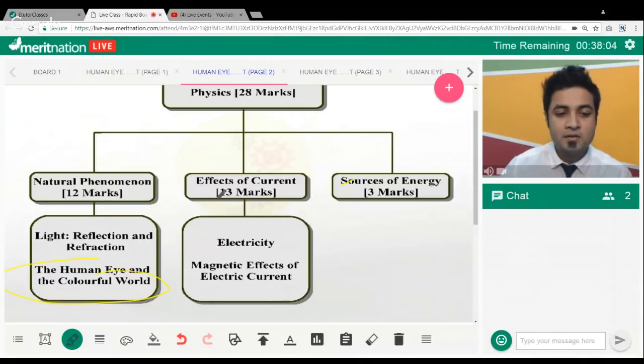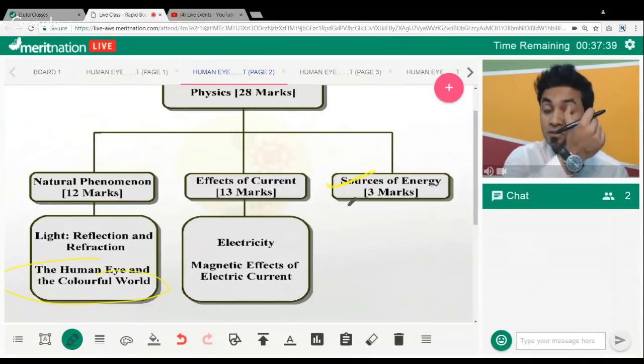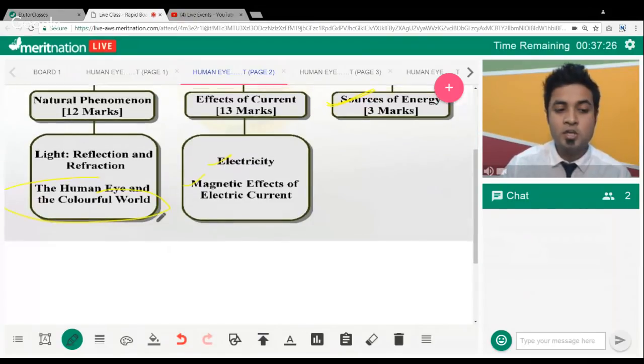The rest comprises almost 12 marks, guys, so we cannot leave it, and we have to put a lot of concentration in this portion as well. The rest is electricity, magnetic effects of current, and sources of energy. Sources of energy is again a scoring chapter, where there is a lot of theoretical part, so you just need to mug up a lot of things. The numerical portion generally comes from the other units. So let's discuss the human eye and the colorful world.